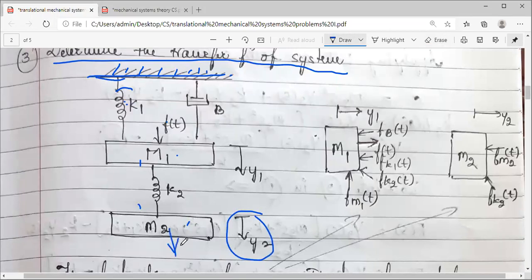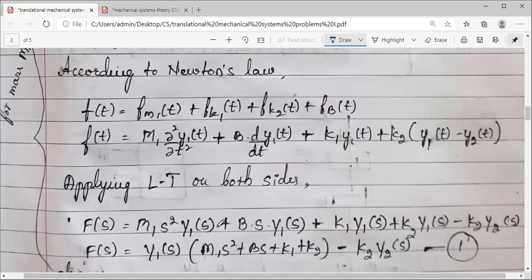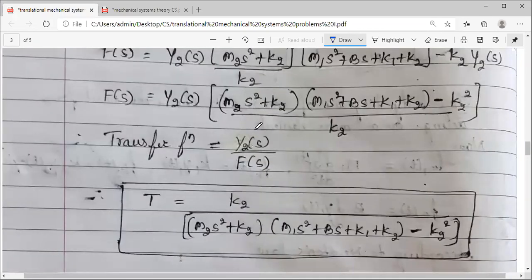Finally, M2 will be moving at the end. The final displacement is y2. So if I apply a force F for this particular system, the force applied is your input, and the final displacement is your output.